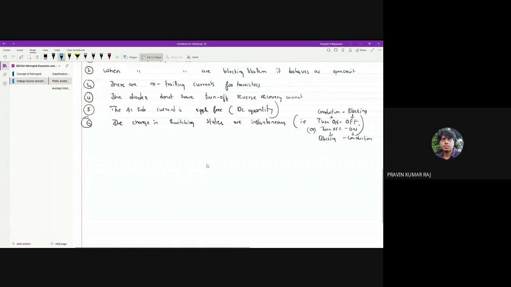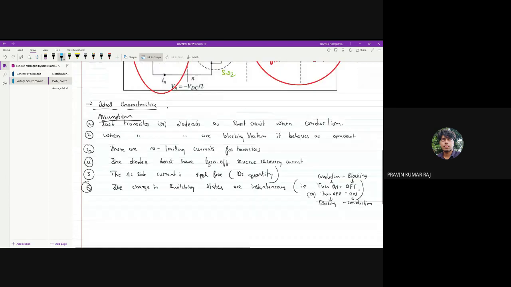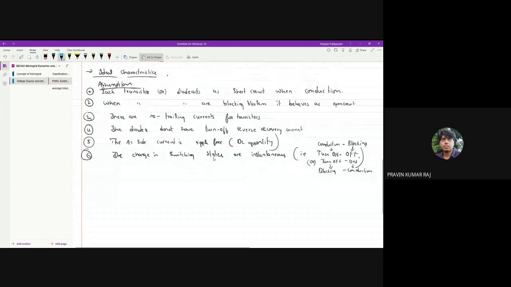What do you mean by trailing current in a transistor? Trailing current is the current which is there even though you turn off the device, there is a current flowing through it because of some residual effect. Minority charge carrier current, sir. Yes, okay, got it.